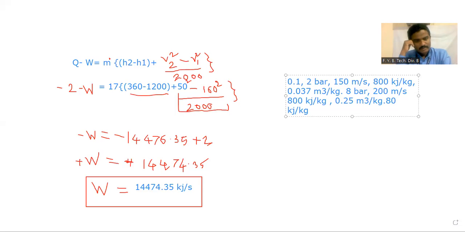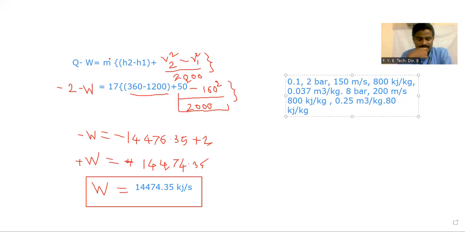I think mass flow rate is given 0.1 kg per second. Okay, note down given data. Given mass flow rate 0.1 kg per second. Initial pressure is given 2 bar. Now convert into kilopascal. They have given pressure in bar, 2 bar, so convert into kilopascal. How much? 200 kilopascal.